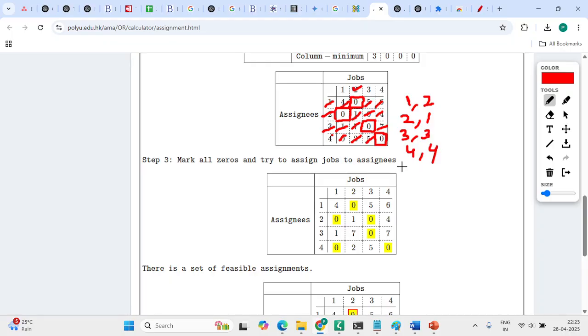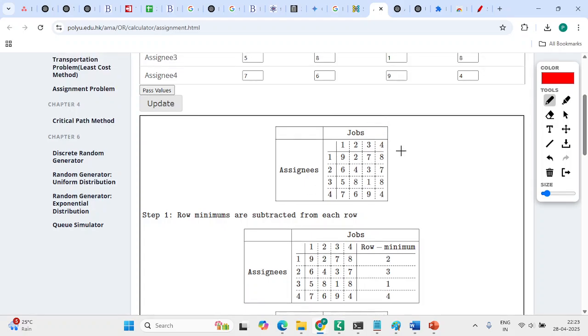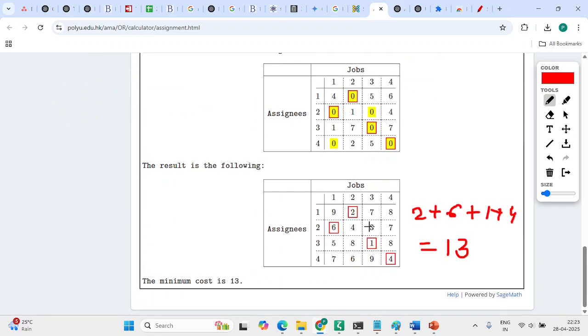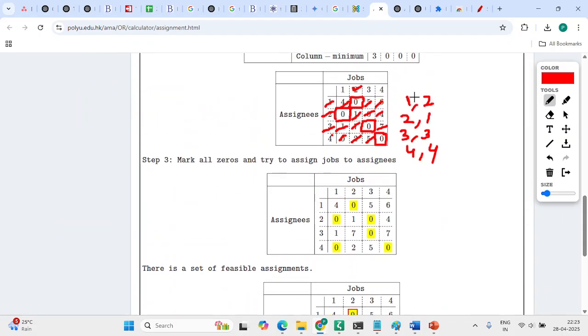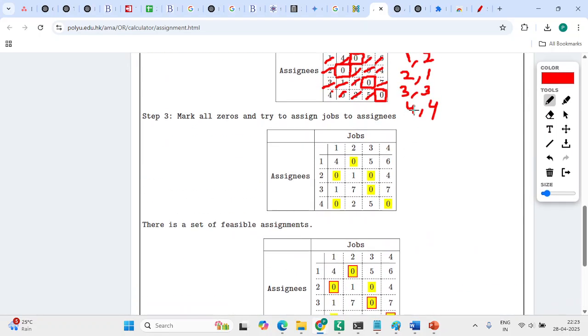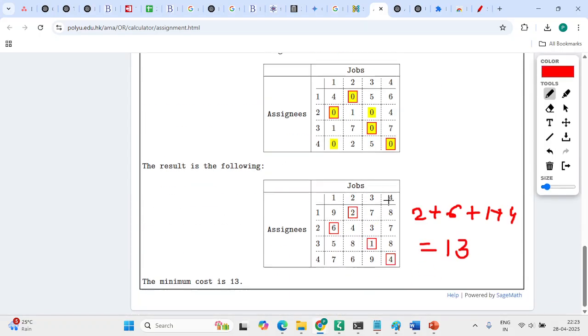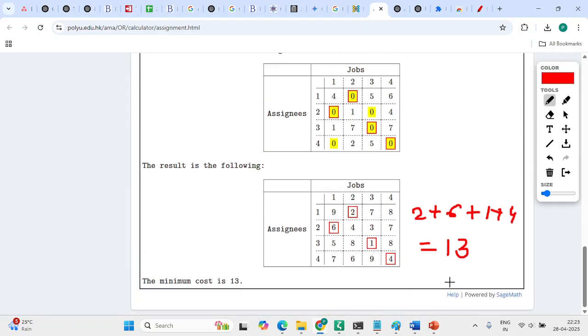Now once we identify these locations, we go to the original matrix and then we highlight those locations. So here it was 1 comma 2, therefore this one. Here it was 2 comma 1, therefore this one. Here it was 3 comma 3, therefore this one. And here it is 4 comma 4, therefore this one. So now we have successfully done the allocation, and our total cost is 13.